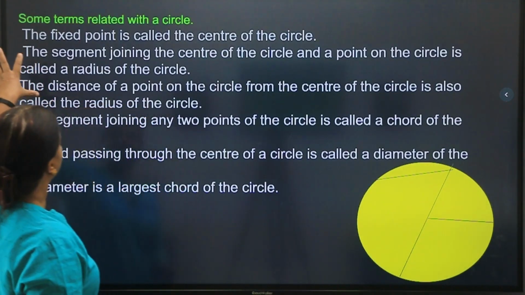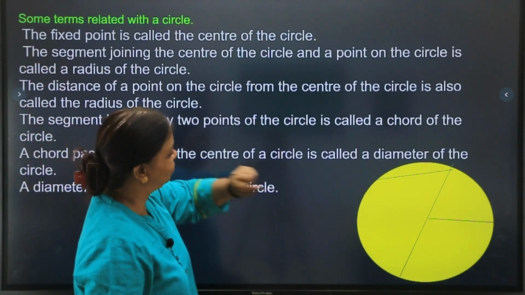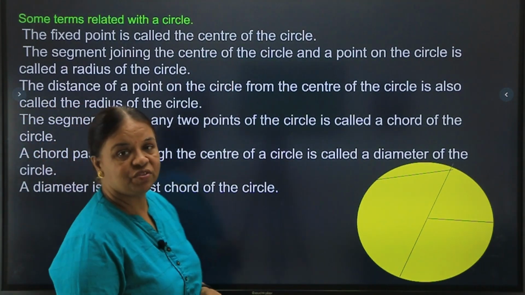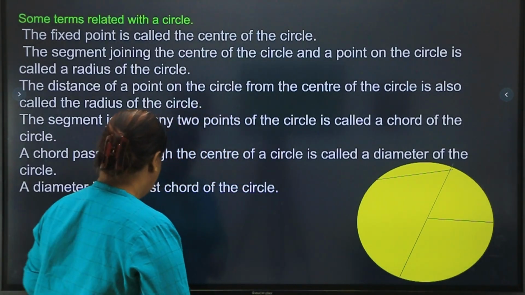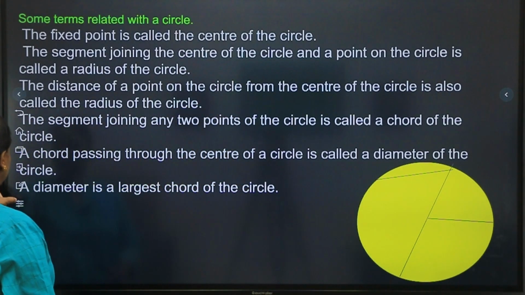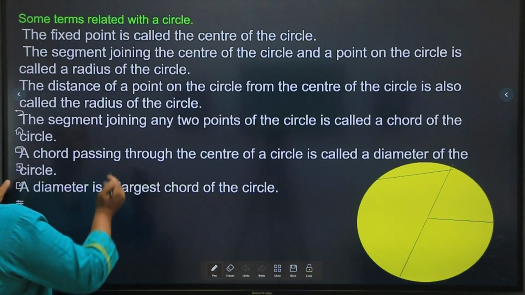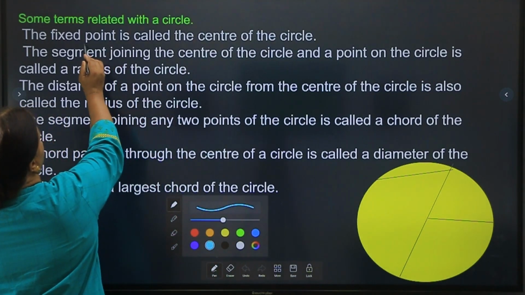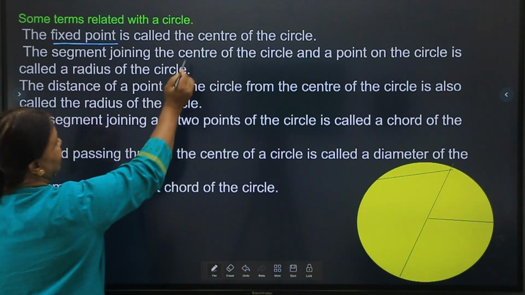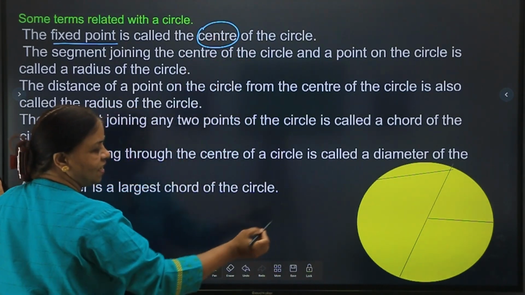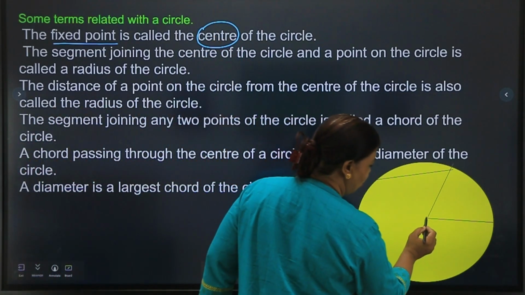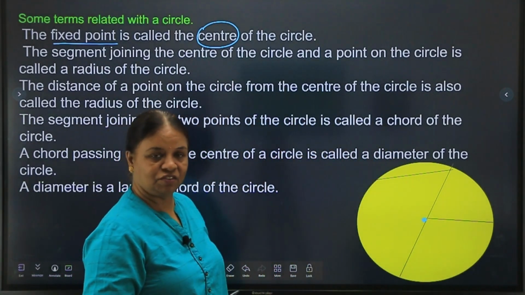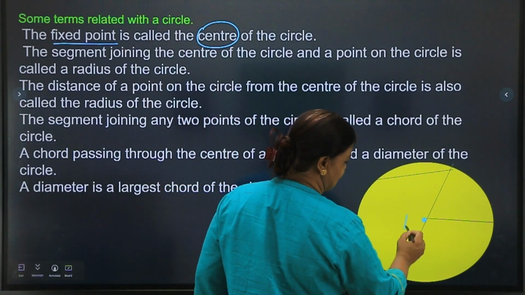Children, you can see there is a circle I have drawn on the screen. So, we will first be learning the terms which are related to the circle. The first term, the fixed point. The fixed point is called the center of the circle. You can see here one circle I have drawn, and the point which is fixed here, which you can see in blue color, that is the center of the circle. Let us name this as P.